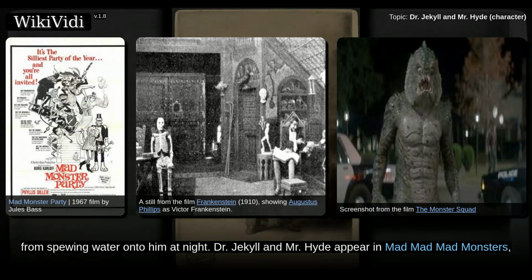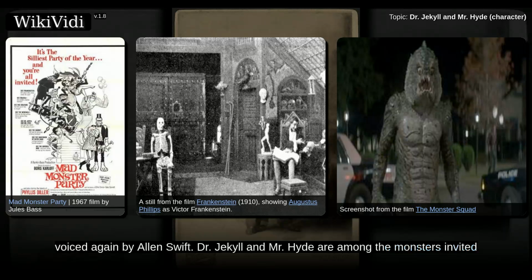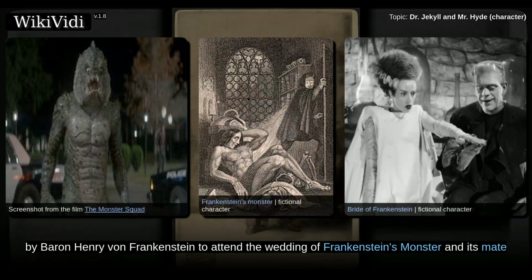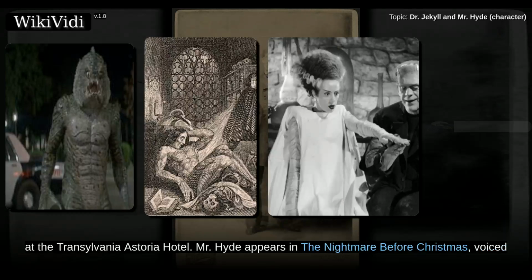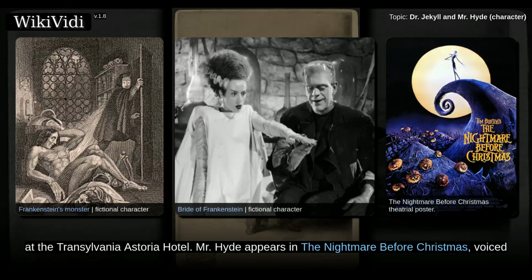Dr. Jekyll and Mr. Hyde appear in Mad Monsters, voiced again by Alan Swift. Dr. Jekyll and Mr. Hyde are among the monsters invited by Baron Henry von Frankenstein to attend the wedding of Frankenstein's monster and its mate at the Transylvania Astoria Hotel.